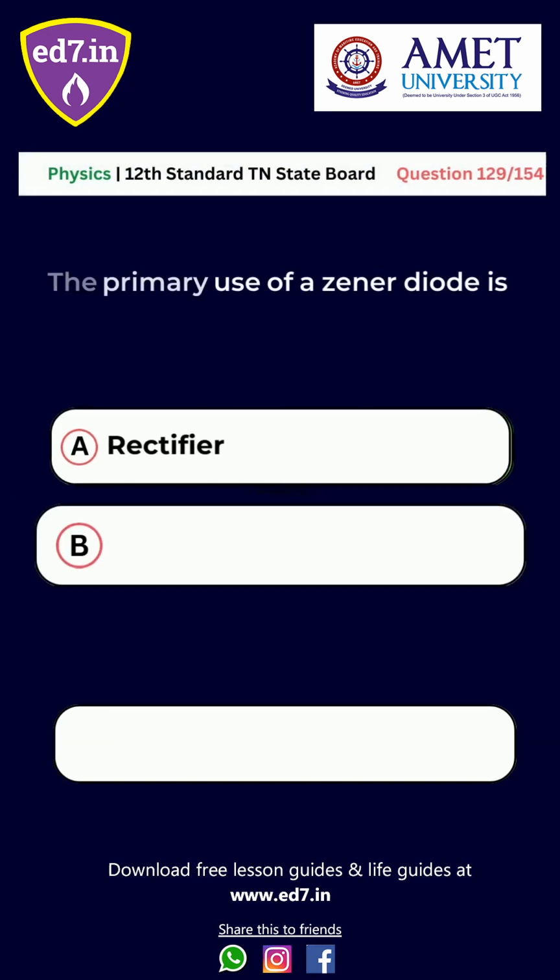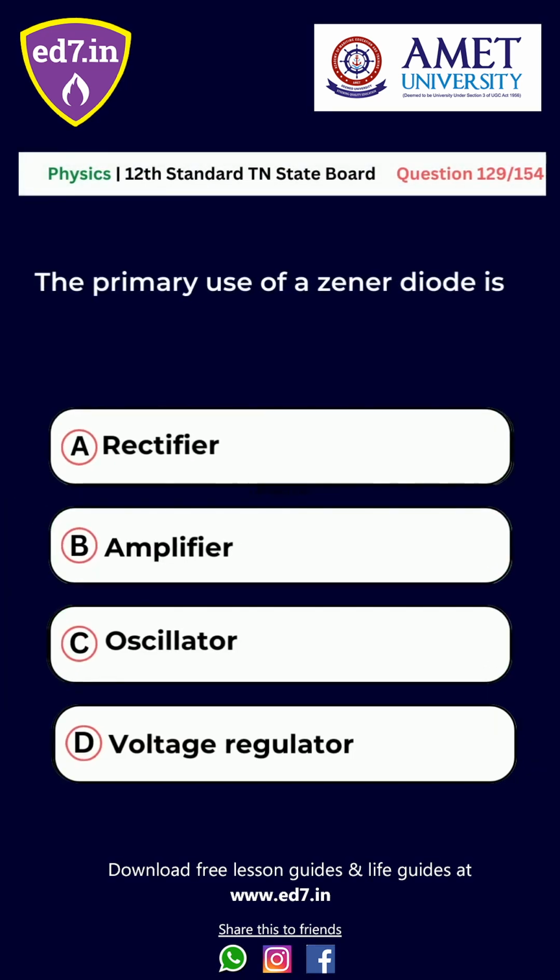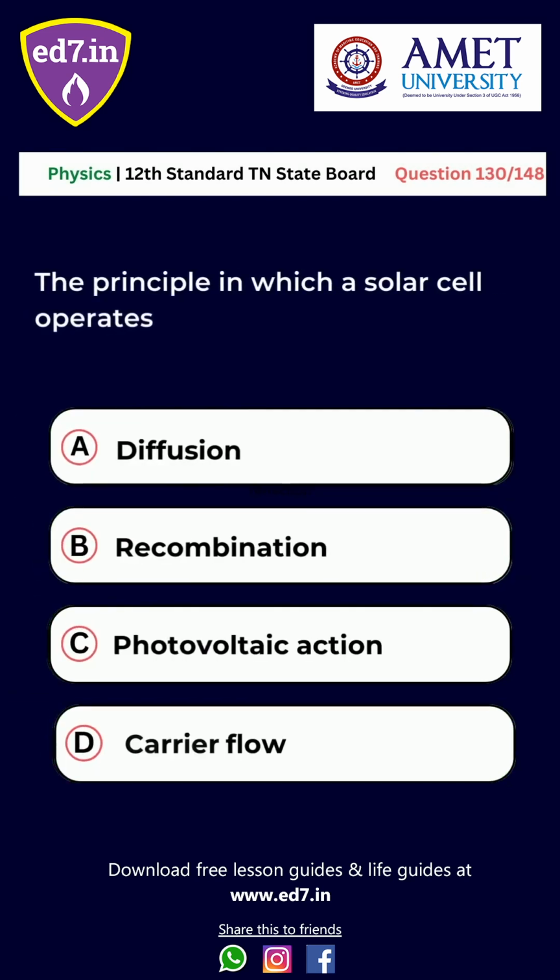Question number 129. The primary use of Zener diode is option A, rectifier, B, amplifier, C, oscillator, D, voltage regulator. Right answer is option D, voltage regulator. Question number 130. The principle in which solar cells operate. Option A, diffusion, B, recombination, C, photovoltaic action, D, carrier flow. The right answer is option C, photovoltaic action.